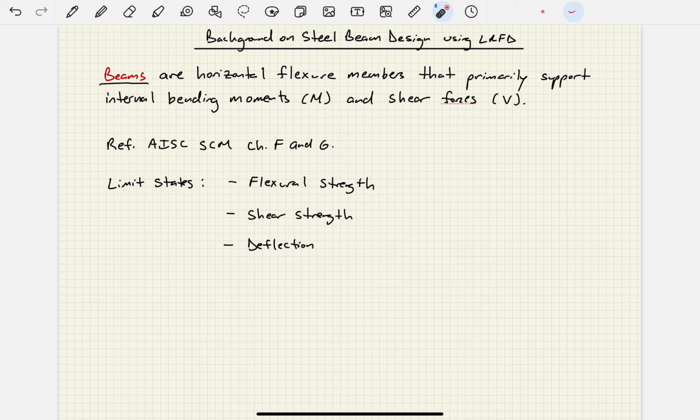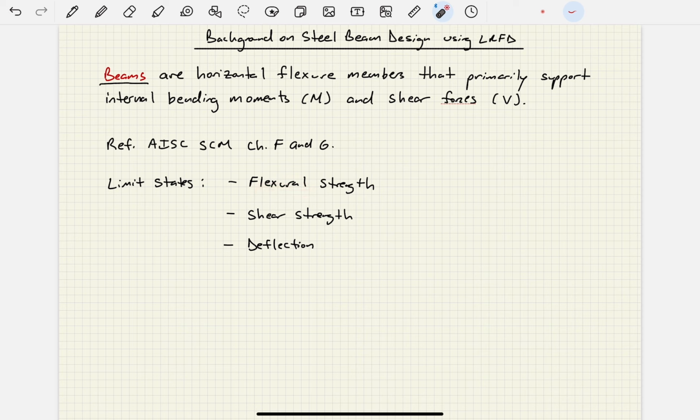Now, in a steel design setting, we're going to be referencing the AISC Steel Construction Manual chapters F and G, okay? So if you have your steel manual out, you want to go ahead and flip to those chapters. In particular, we're going to start with chapter F, and you might want to tab those up and label them accordingly. So chapter F deals with flexural strength, and G deals with shear strength.